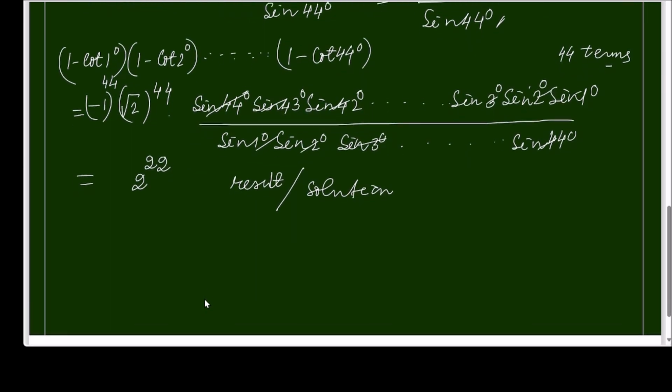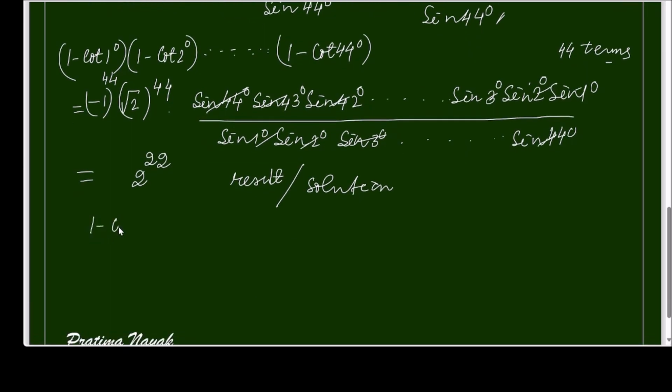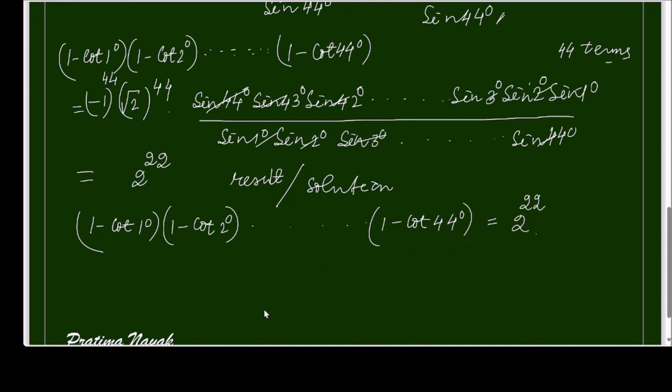So this will be positive, and square root 2 power 44 is nothing but your 2 power 22. So this is the result or solution of this question. So when we are evaluating 1 minus cot 1 degree, 1 minus cot 2 degree, up to 1 minus cot 44 degree, it is equal to 2 to the power 22. I hope you have enjoyed.